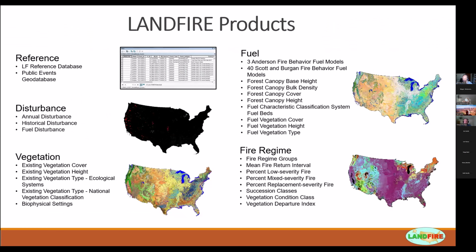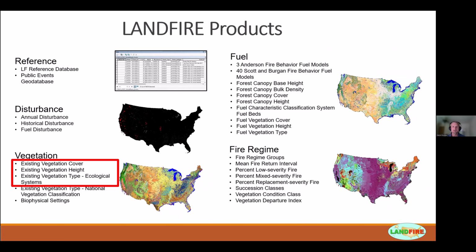So here are all of the LANDFIRE products. As you can see, there's a lot of them. What we're going to be focused in on today are these vegetation products, cover, height, and type, which uses the ecological systems classification, and this forms the building blocks for fuels products and fire regime.